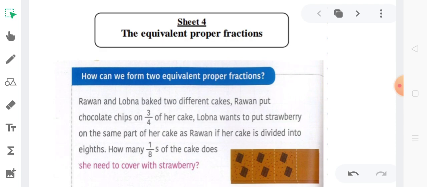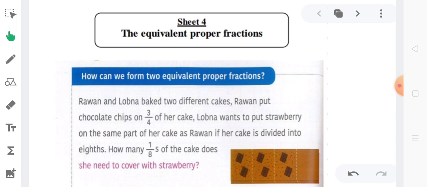Rawan and Lobna baked two different cakes. Rawan put chocolate chips on 3/4 of her cake. Lobna wants to put strawberry on the same part of her cake as Rawan if her cake is divided into eighths. How many eighths of the cake does she need to cover with a strawberry? Okay, I need the equivalent fraction of Rawan and Lobna.